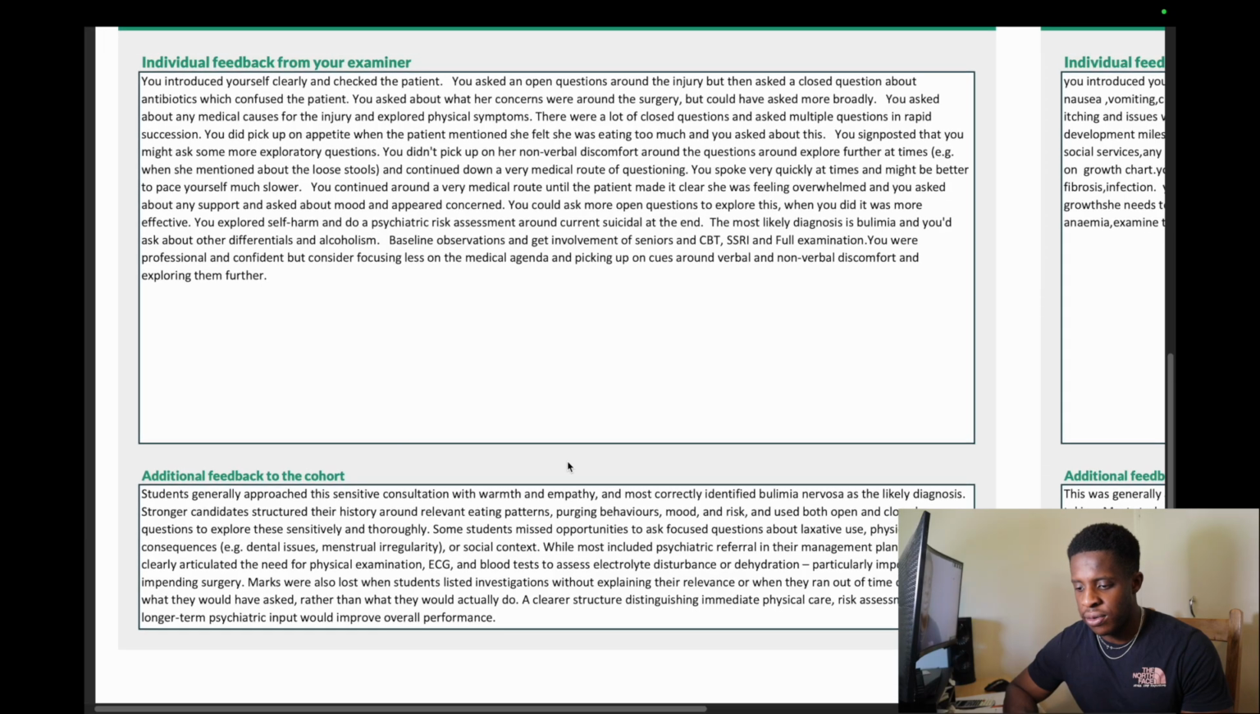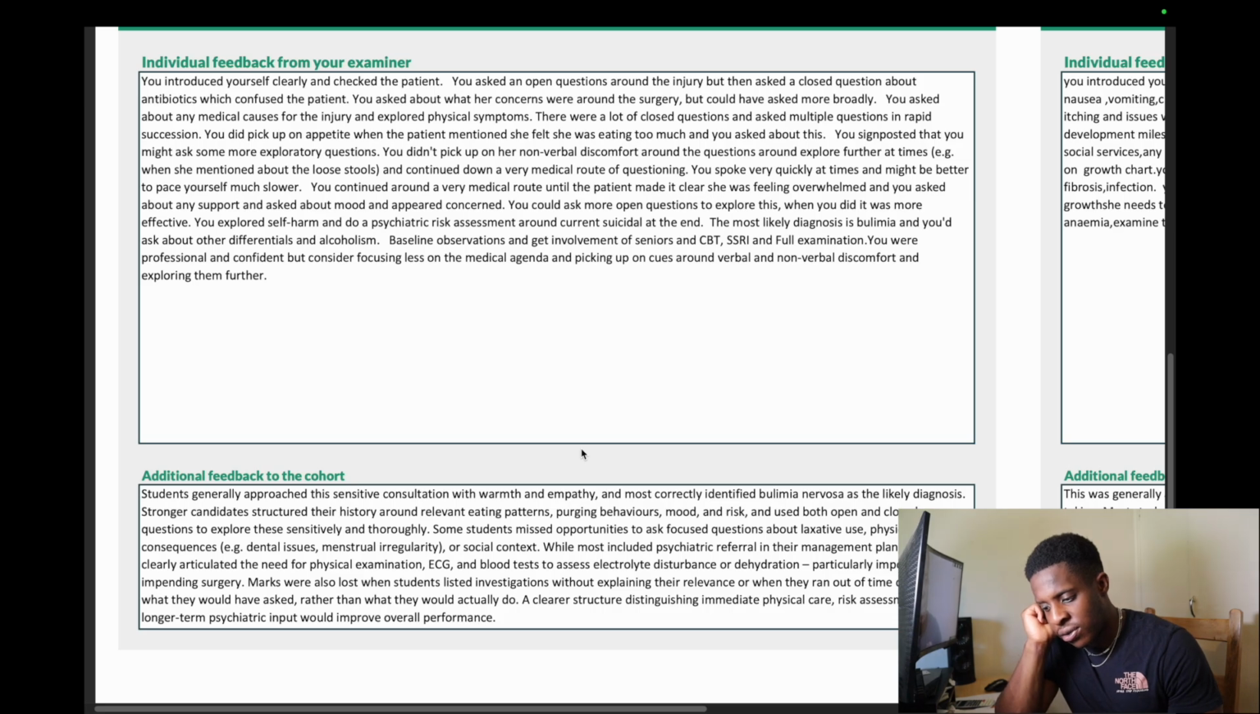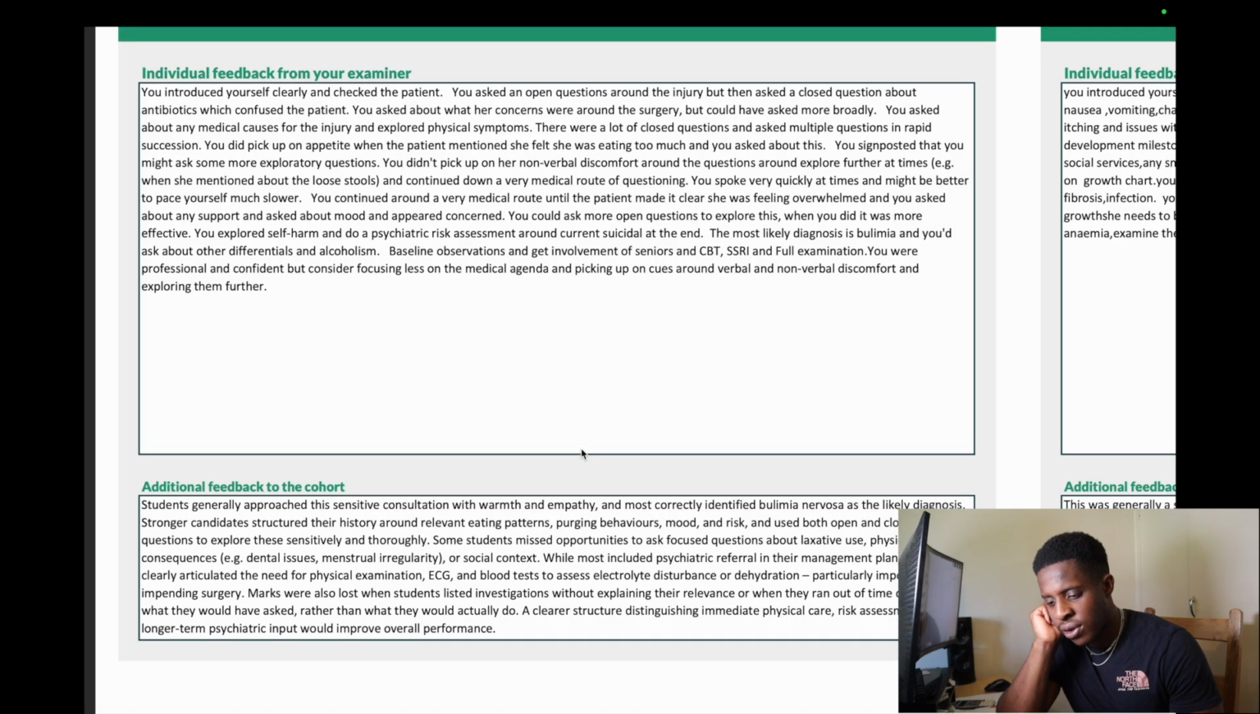Students generally approach this sensitive consultation with warmth and empathy, and most correctly identified bulimia nervosa as the likely diagnosis. Stronger candidates structured the history around relevant eating patterns, purging behaviors, mood, and risk, and used both open and closed questions to explore these sensitively and thoroughly. Some students missed opportunities to ask focused questions about laxative use, physical consequences, or social context, while most included psychiatric referral in the management plan. Few clearly articulated the need for physical examination, ECG, and blood tests to assess electrolyte disturbance or dehydration.